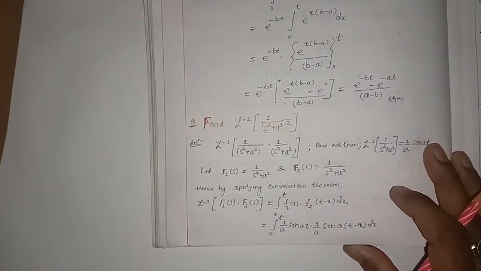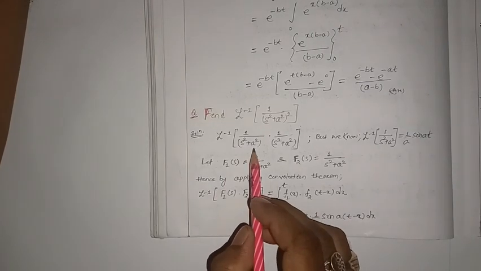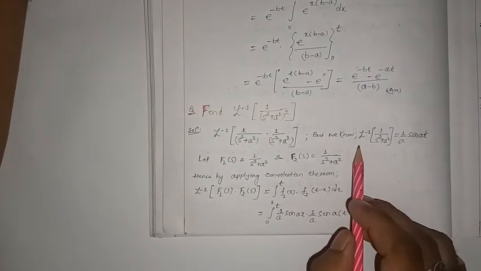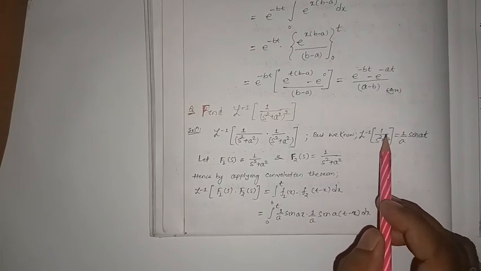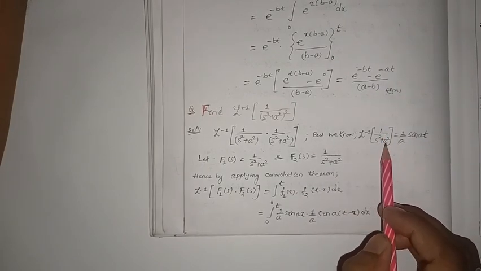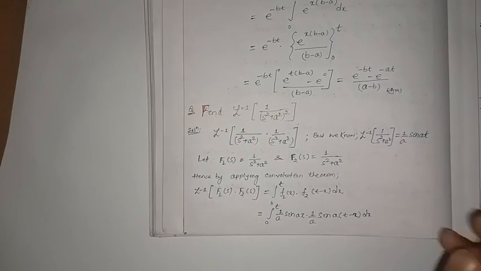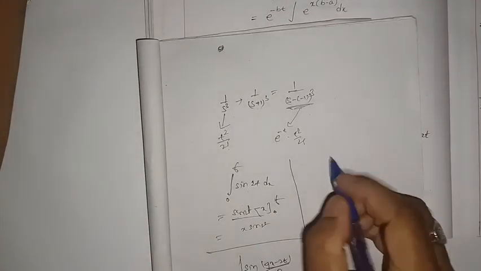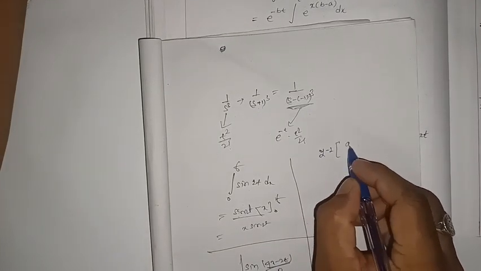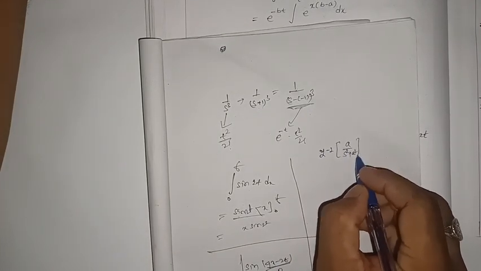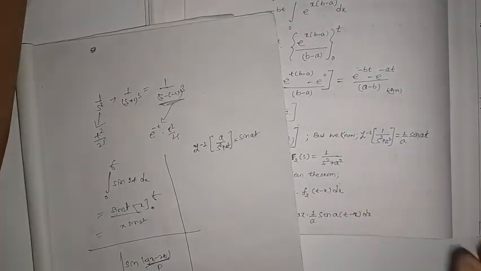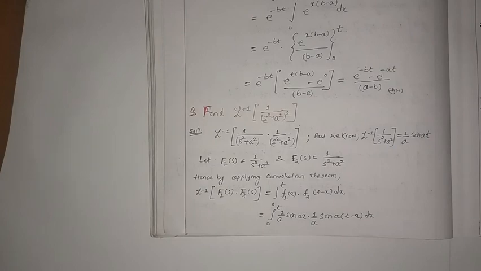So the given question can be written as 1 by (s squared plus a squared) into 1 by (s squared plus a squared). We know that the inverse Laplace transform of 1 by (s squared plus a squared) is nothing but 1 by a into sin at, because the inverse Laplace transform of a by (s squared plus a squared) is nothing but sin at. But here a is not there, so we have to divide by a and multiply by a, then the answer will be 1 by a sin at.